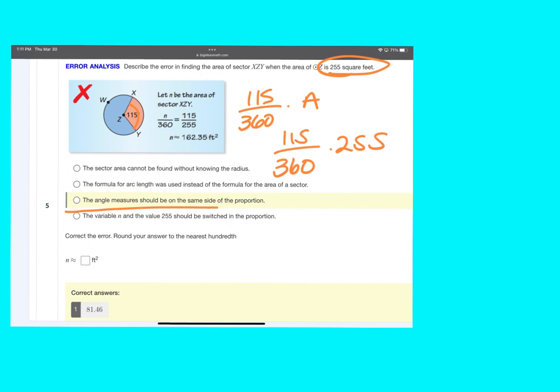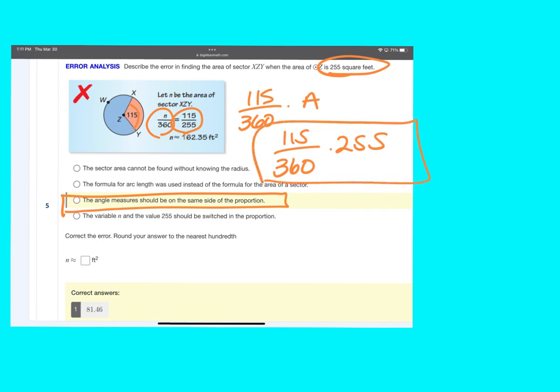So the error is that they separated them out, right? They actually put one on one side and one on the other. You want them to both be on the same side. Yeah. And then if it actually said correct the error, you would just multiply this out. And then that's what you get.